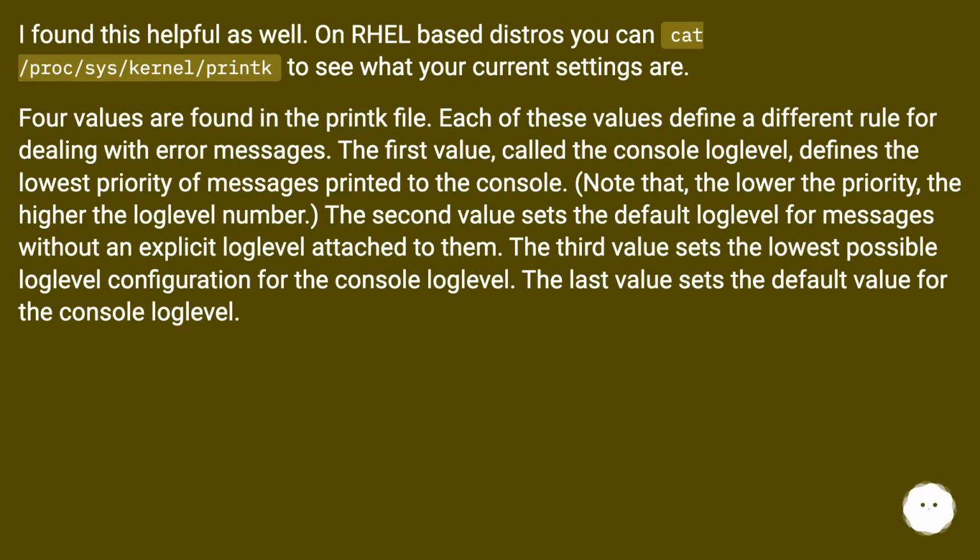The first value, called the console log level, defines the lowest priority of messages printed to the console. Note that the lower the priority, the higher the log level number. The second value sets the default log level for messages without an explicit log level attached to them. The third value sets the lowest possible log level configuration for the console log level. The last value sets the default value for the console log level.